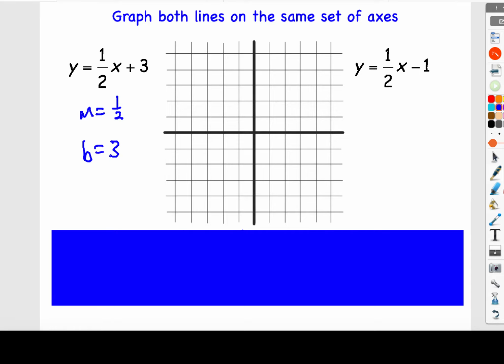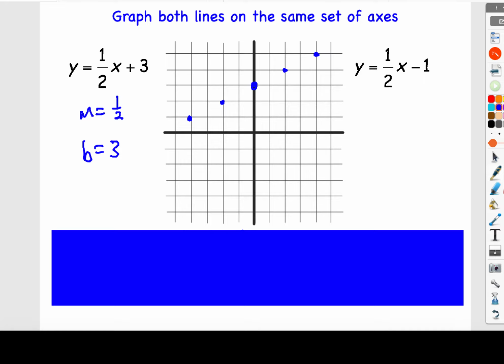Well, that means I can start up at 3 here, and I can count out up 1, right 2, up 1, right 2. Rise over run. Or, again, since I can go from left to right or right to left, what if I went down 1, left 2, down 1, left 2? I could also make my line go out to the left. And because all of those points are on my line, all the points between those points would be on my line, right?